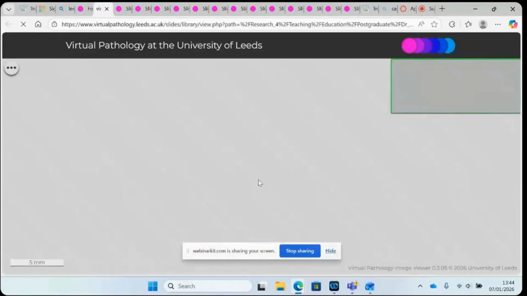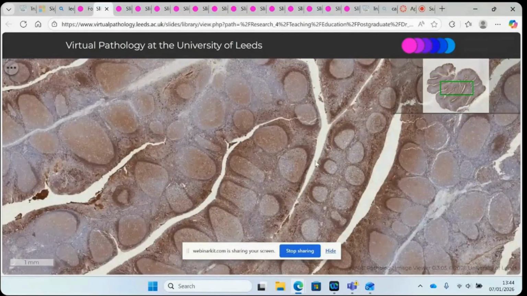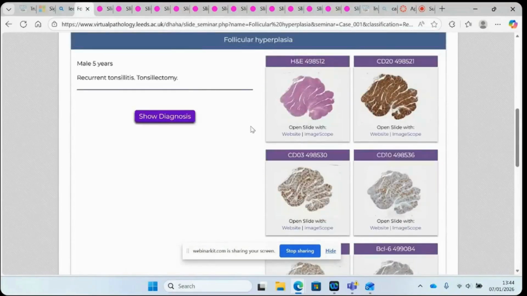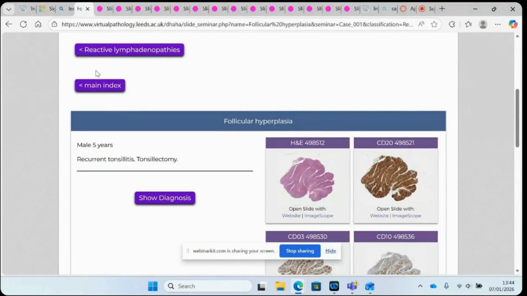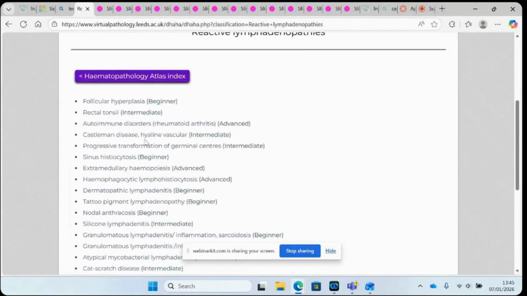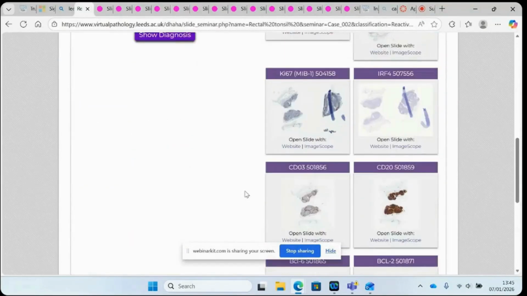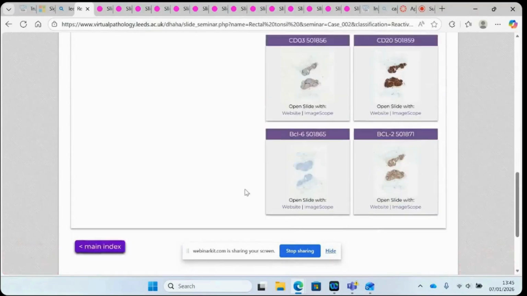And then you've got IgD, which stains the mantle zones nicely. Okay, so that is a good example of a reactive follicle. I think we've got a tonsil, which shows much the same features. Actually, I don't think we need to go through that one.